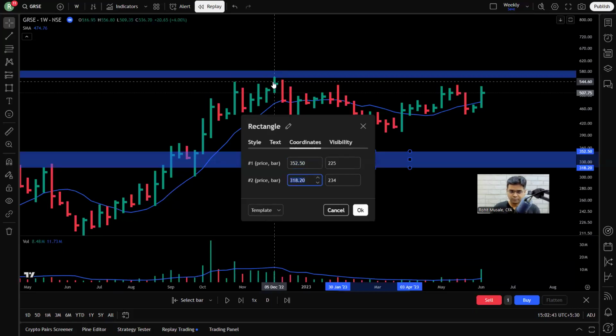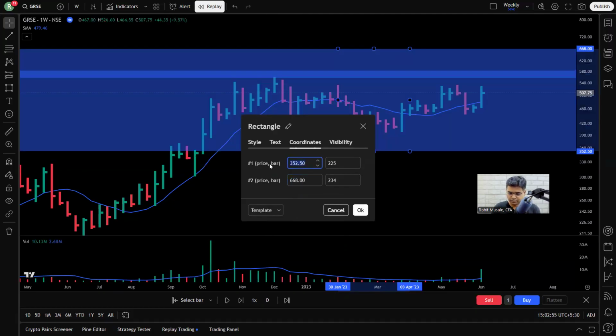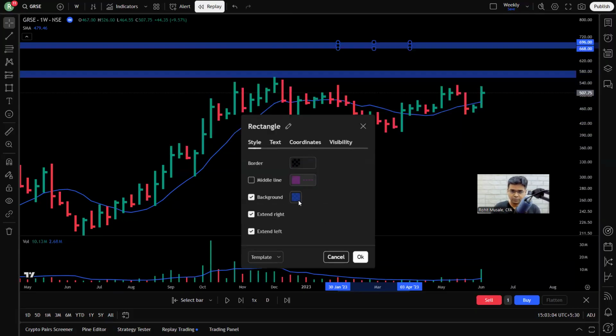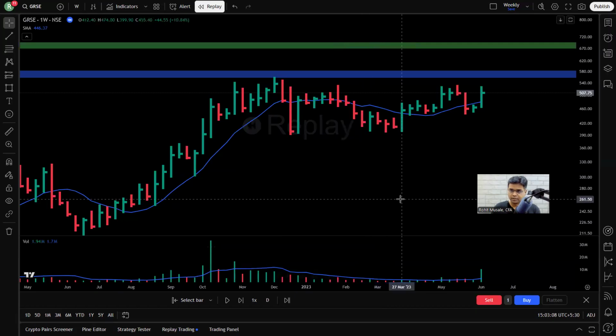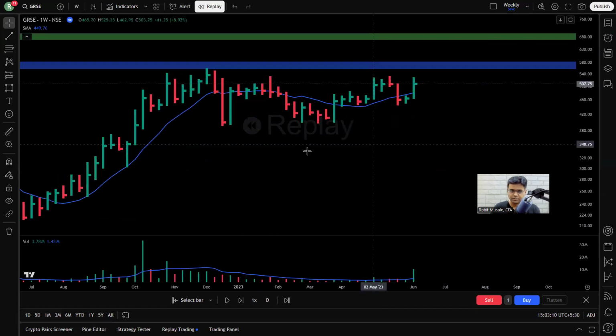Then you will draw the selling range. So what was this? 556.80 multiplied by 1.20, which is 668. Then 556.80 multiplied by 1.25, 696. So this will be green color. Okay, selling range is established.